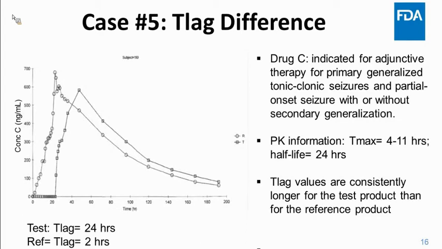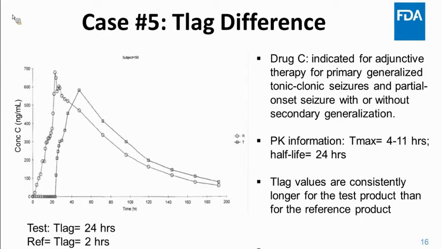Case 5, Tlag difference. The Tlag is defined as the time taken for a drug to appear in the systemic circulation. The indication for drug C is for adjunctive therapy for primary generalized tonic-clonic seizure and partial onset seizure with or without secondary generalization. The T maxima for this drug is about 4 to 11 hours. The half-life is 24 hours.